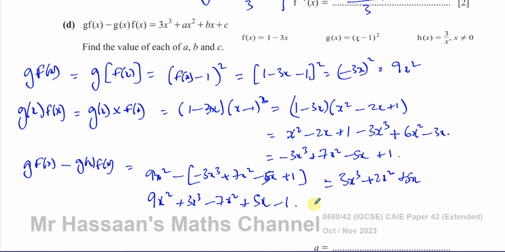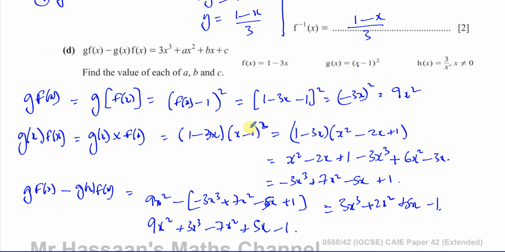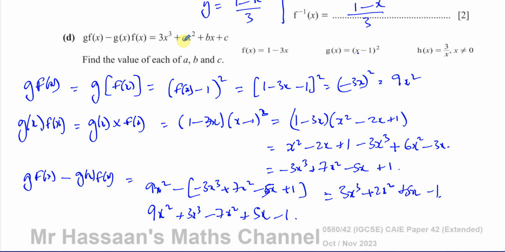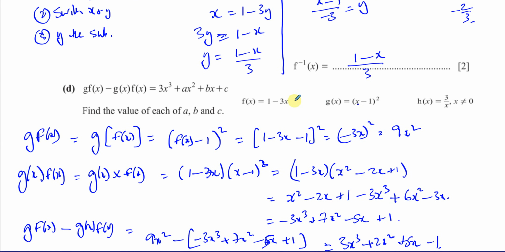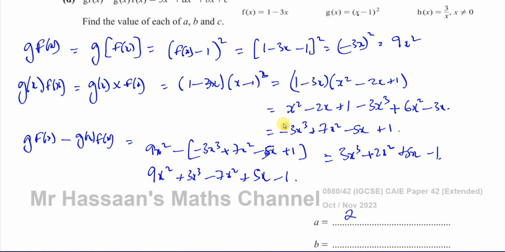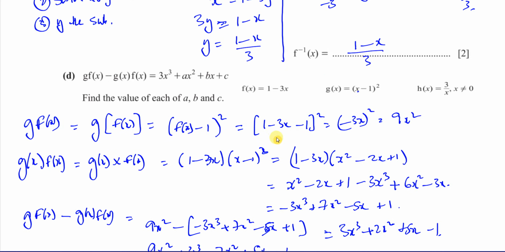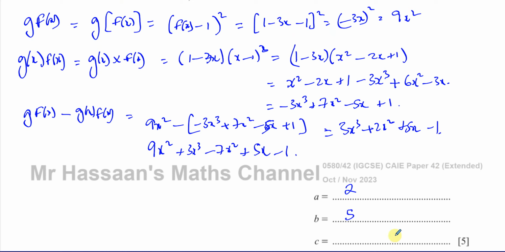Okay, and that's minus 1. So we have here a is the coefficient, so 3x cubed, that's correct, plus ax squared, so that's going to be 2x squared, so a is going to be 2. And then plus 5x, that's going to be 5. And we're going to have plus c, which is going to be minus 1.